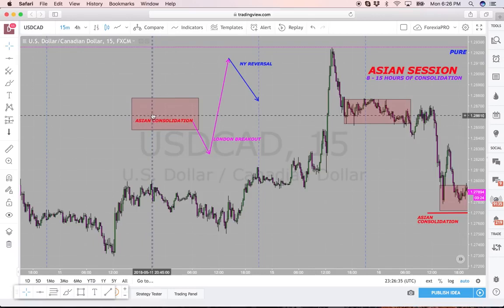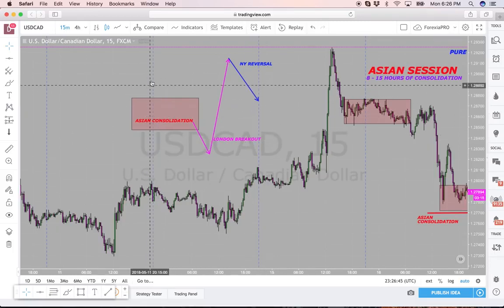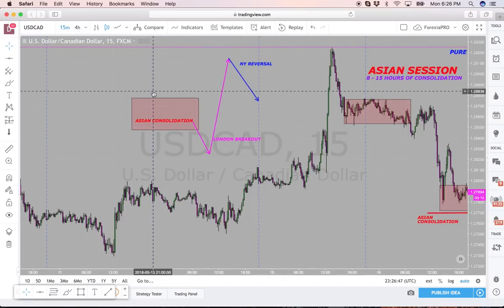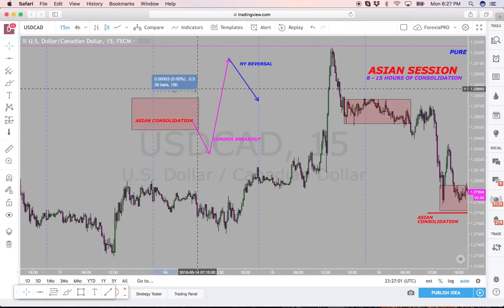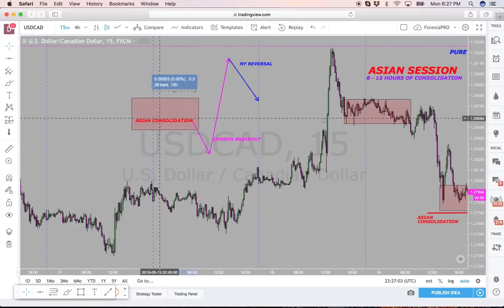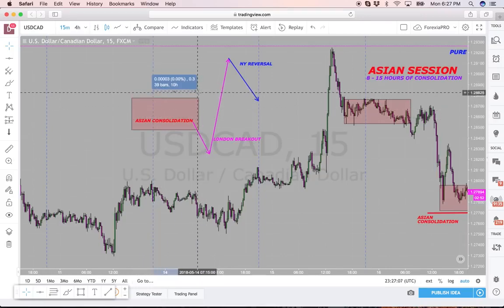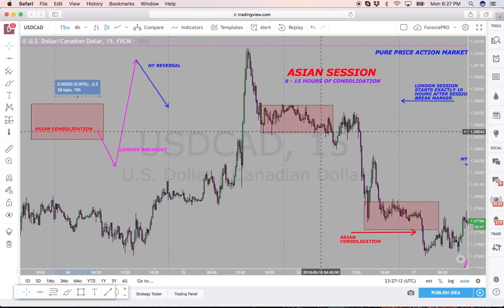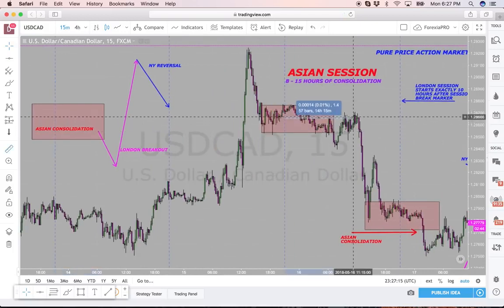Asian session consolidation. Asian session lasts, we can put our mouse right here and go for 10 hours. Okay? Asian session lasts about 10 hours. 10 hours after this line comes London session. Excuse me. Asian session lasts a little bit longer than that, but London session comes right after 10 hours. So you'll see a lot of times there'll be a breakout right into London session.